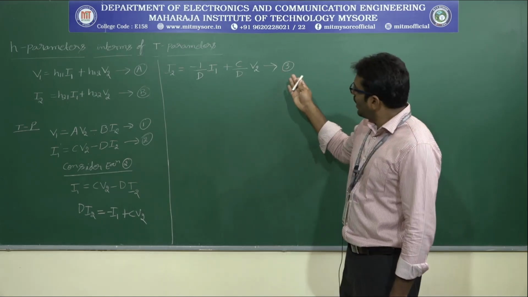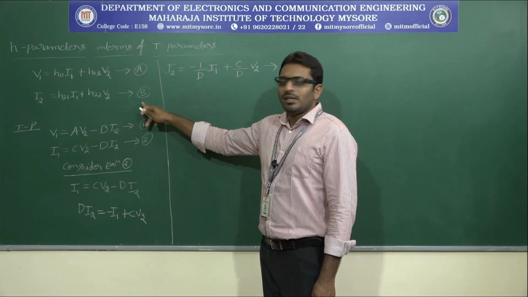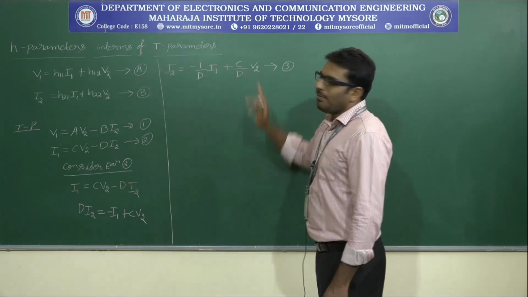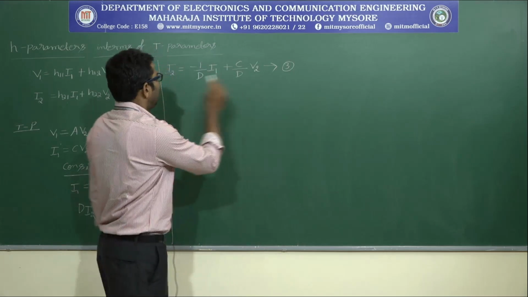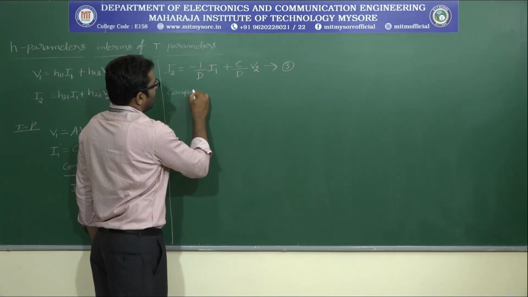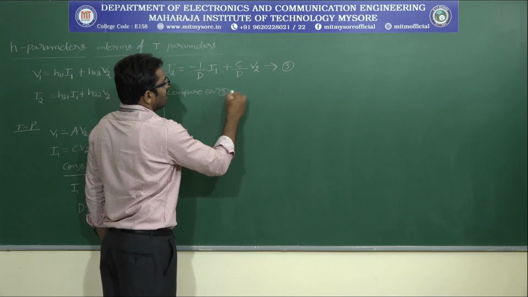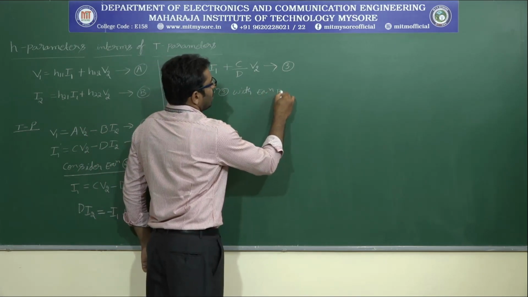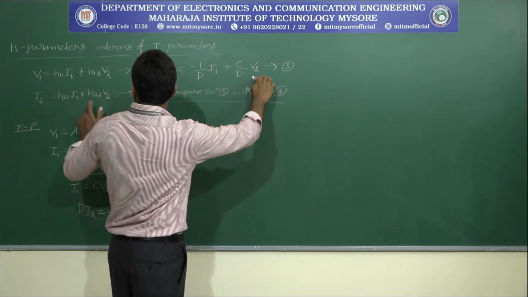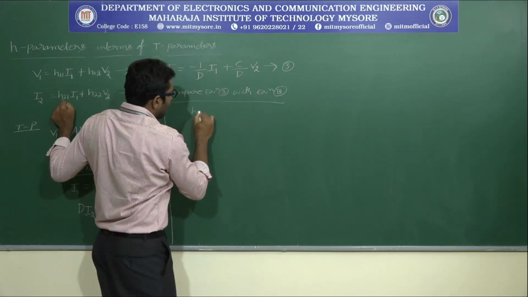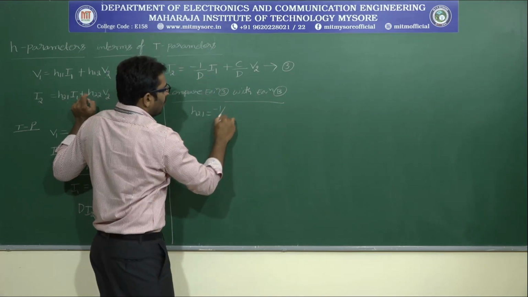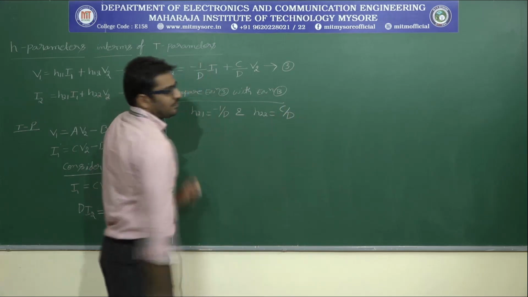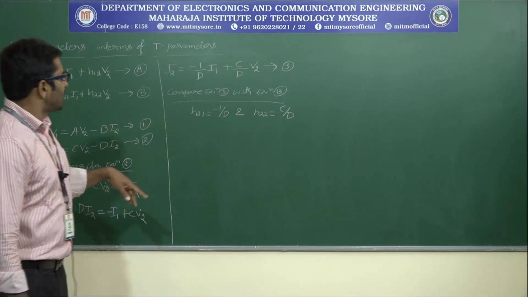Now what can we do? Compare equation 3 with equation B so that we can equate H21 with minus 1 by D, and H22 with C by D. So by comparing these two equations, H21 is equal to minus 1 by D and H22 is equal to C by D. Is it clear?